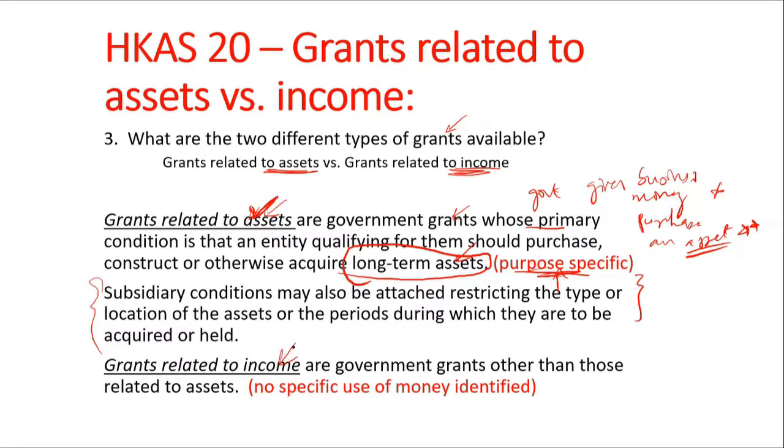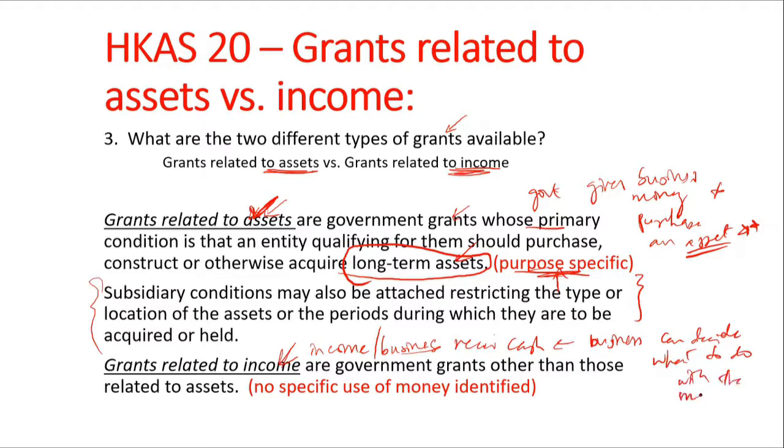Whereas government grants related to income, the business receives income. Business, or you can say business receives cash. And the business can decide what to do with the money. So there is not really a purpose specified for the money, but of course it's grant related to income.